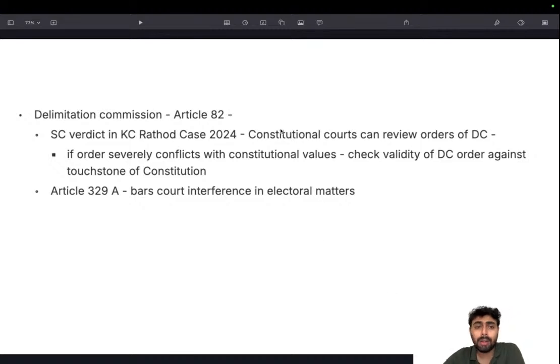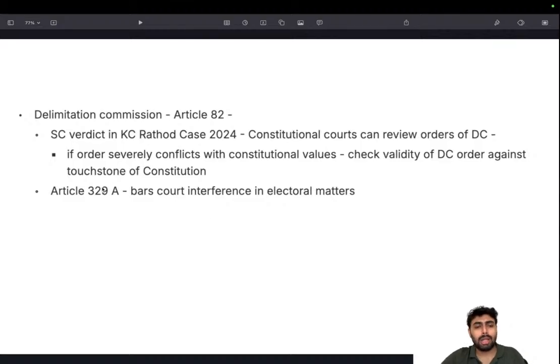But in 2024, a landmark judgment occurred. That is, in the KC Rathod case, the Supreme Court has given a verdict that constitutional courts can review orders of the delimitation commission. Of course, the scope of judicial review is ever expanding and things like that can happen. Be mindful about this, because this has been a very landmark judgment and I don't think any subsequent judgment has occurred to annul it. So this verdict still stands. The rationale that the verdict gave was, if it severely conflicts with constitutional values, it can be reviewed. So even the delimitation commission is under the purview of judicial review. That's very important and you should know that. It's a very recent fact and it's very important.